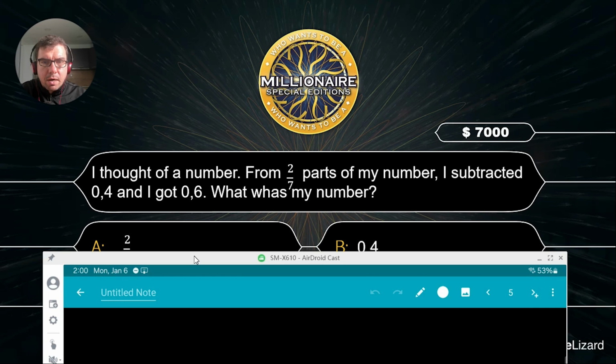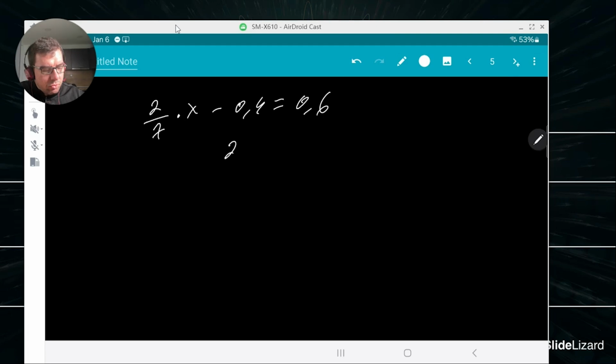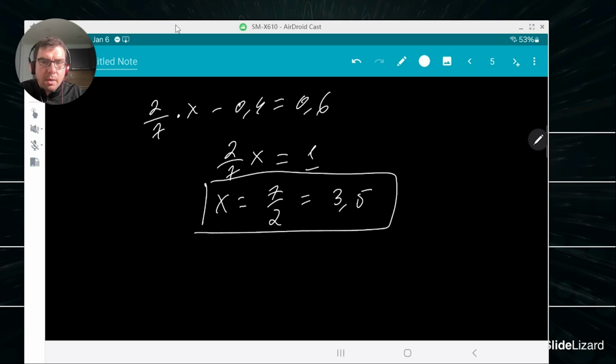From 2/7 parts of my number, I subtracted 0.4 and I got 0.6. So if my number is X, 2/7 of my number, from that I subtract 0.4 and I get 0.6. So I move the 0.4 to the other side with plus. 2/7 X equals 1, since 0.4 plus 0.6 is 1. X equals 7/2. These 2/7 go on the other side as a reciprocal with multiplication, and this is the same as 3.5. Okay, let's move to the next one.